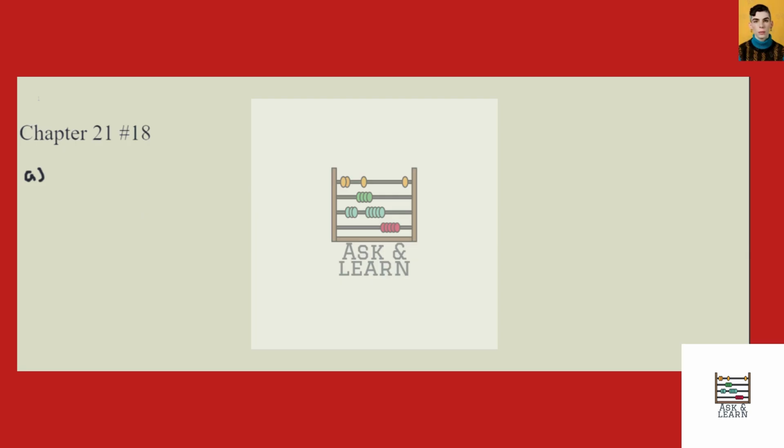This is the answer to Chapter 21, problem number 18 from the Smith Organic Chemistry textbook. And this problem asks us to design a synthesis for each of three Wittig reagents using triphenylphosphine and an alkyl halide.